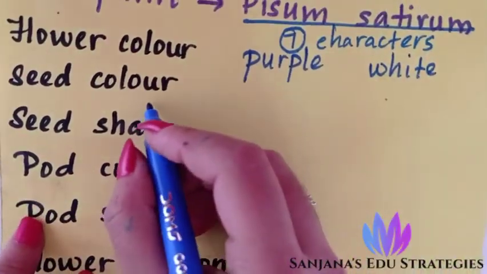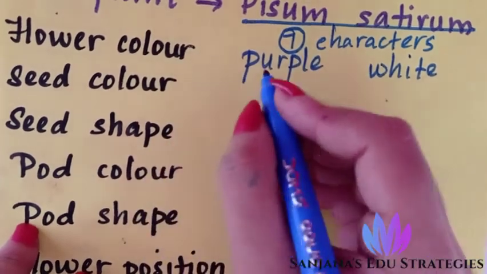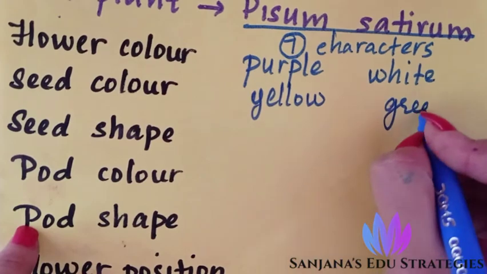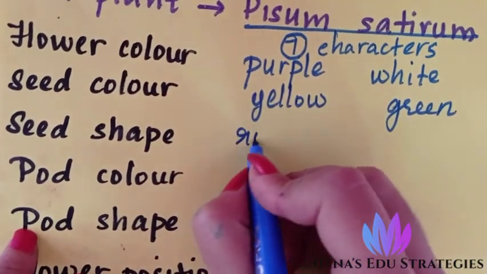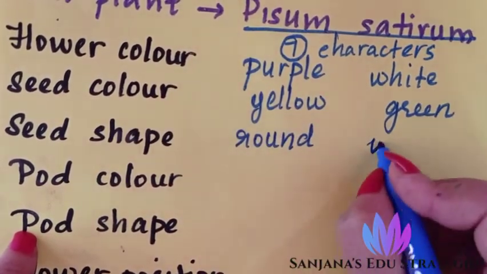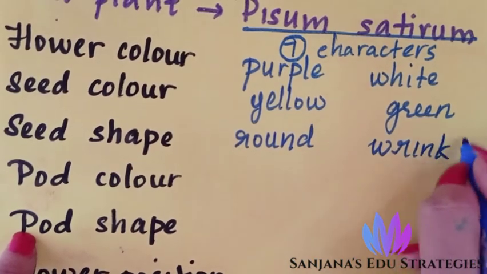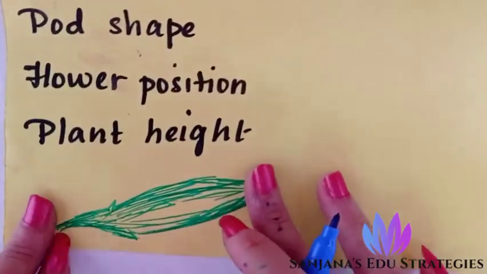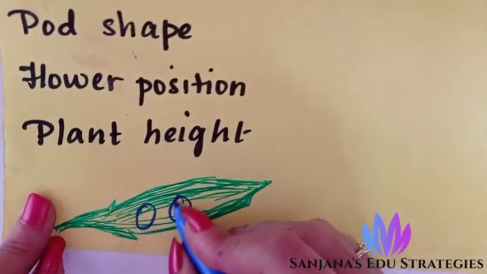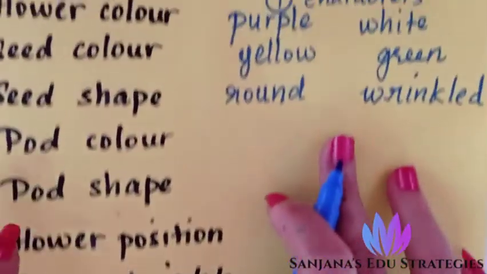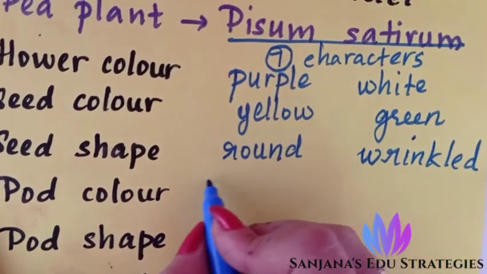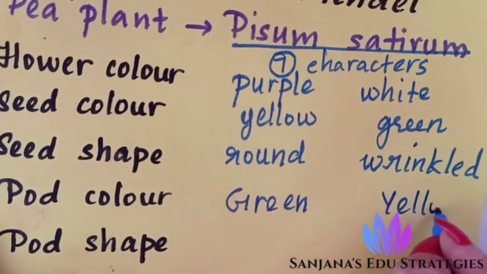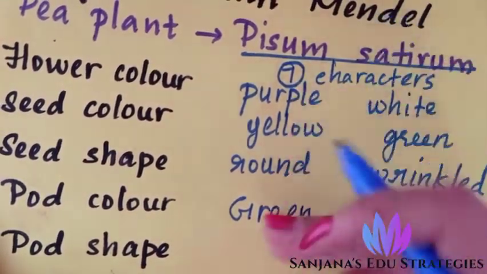In seed color, he understood two seed colors are there. One is yellow, another one is green. Seed shape, two seed shapes: one is round, another one is wrinkled. Next, pod color. A pod means it will be like this, and inside it the peas will be present. Pod color can be green and yellow. The one which I have written first is the dominant character.